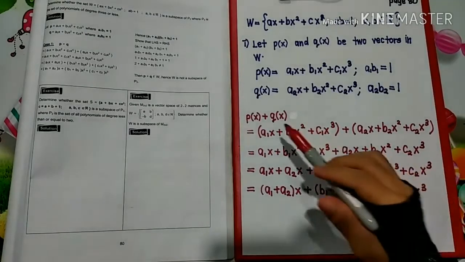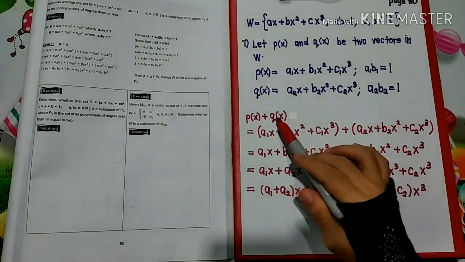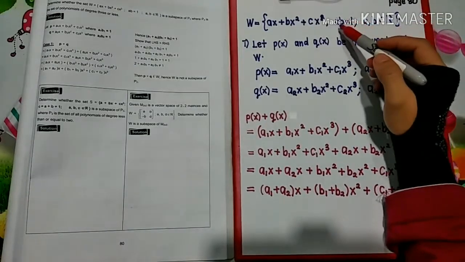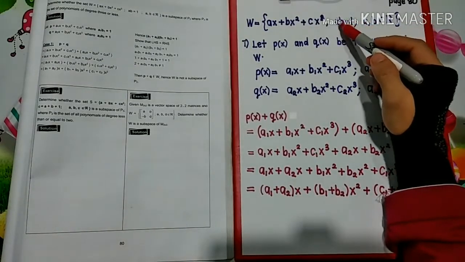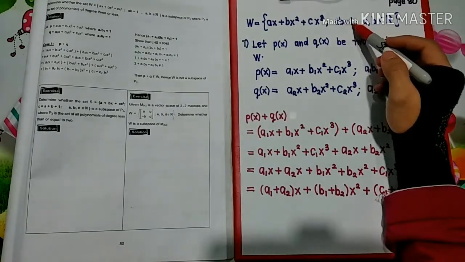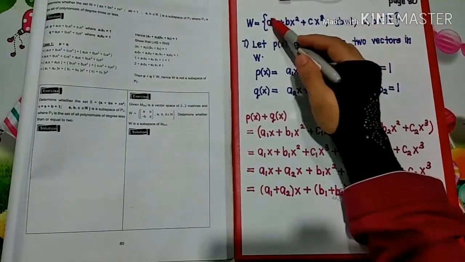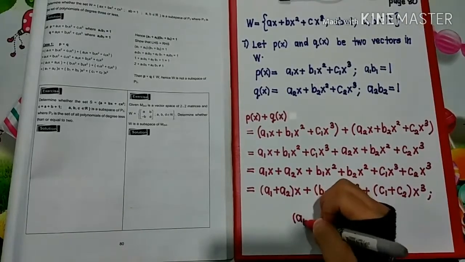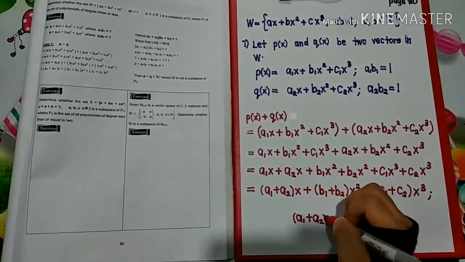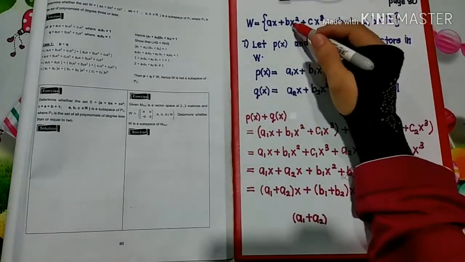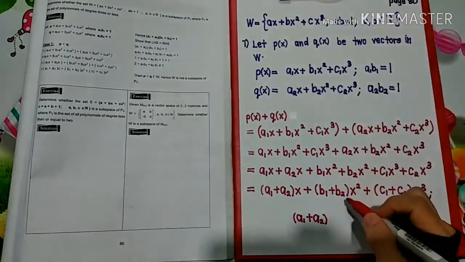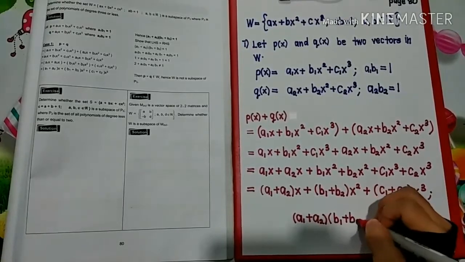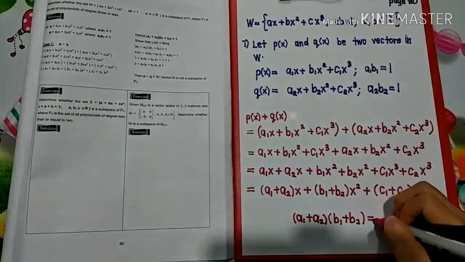After we finish the addition of Px plus Qx, now we must come out with the condition. So for the condition, we refer back to W: A multiply with B equal to 1. A here, remember, is the coefficient of x. So what is our A now? The coefficient of x here is A1 plus A2, and then multiply with B. B here is the coefficient of x square, so our coefficient of x square here is B1 plus B2, and then equal to 1.